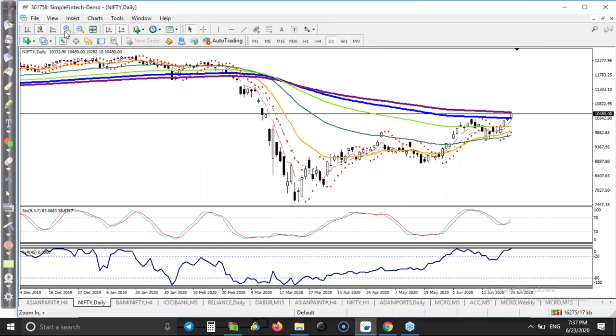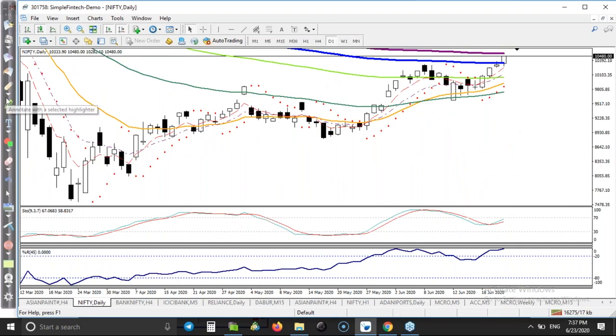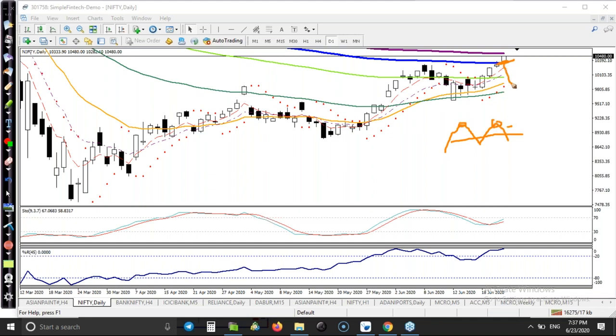In the daily chart, yesterday I told you the market closed somewhere here at that moving average, and we placed a trading strategy. If price goes up, we will be profitable. If price retraces, if price gives a correction, we will also be profitable.